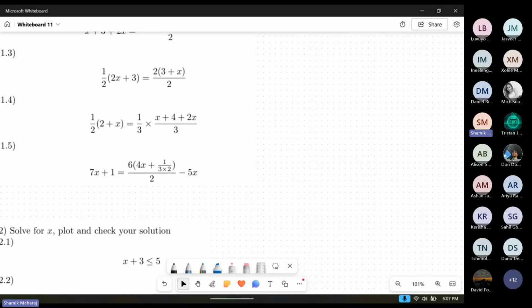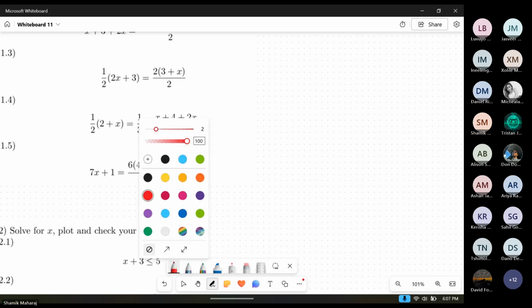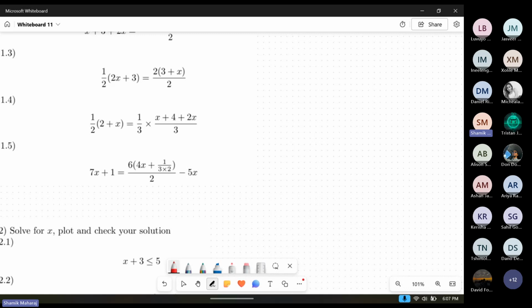So for 1.5, I first want to get x alone to one side. So let me make that the left-hand side. The first thing I will do is move this 5x to the left-hand side to make it a positive 5x. So let me start by writing that. On this side, we have a 7x plus 1, and there's a positive 5x because I've just moved that.